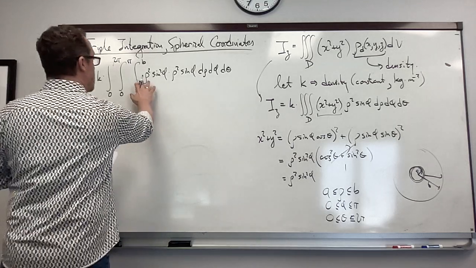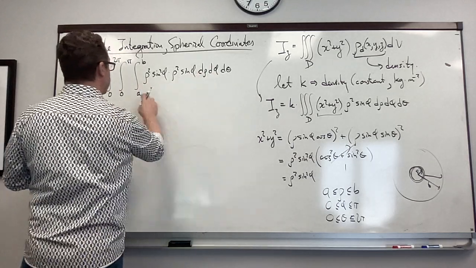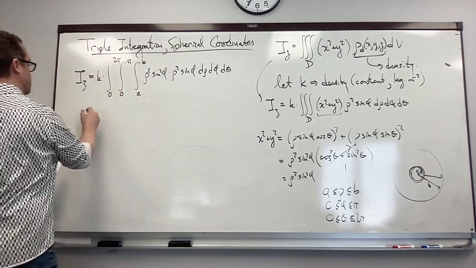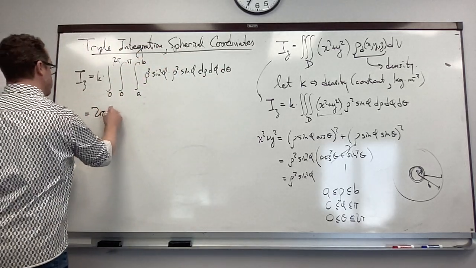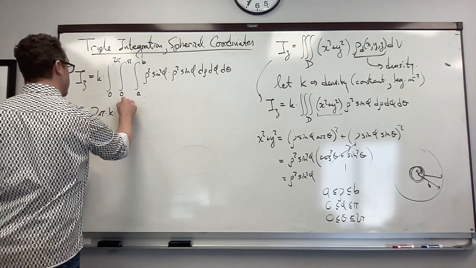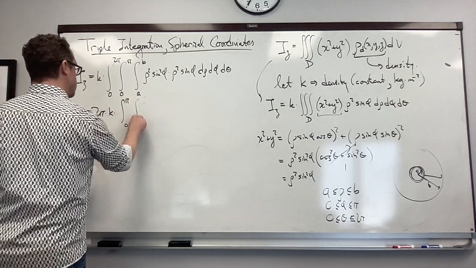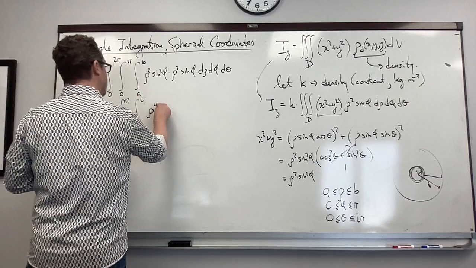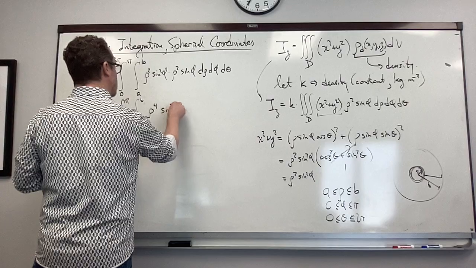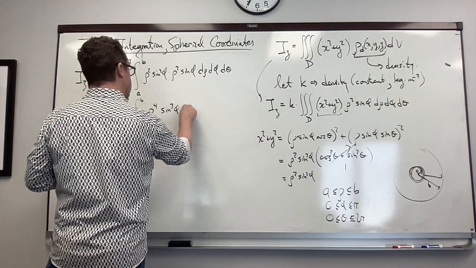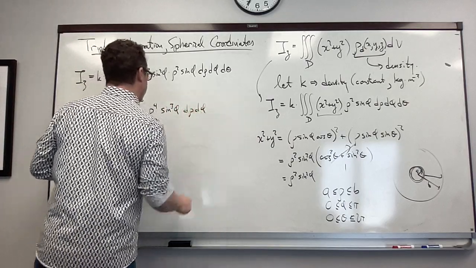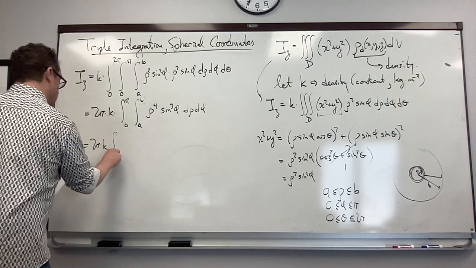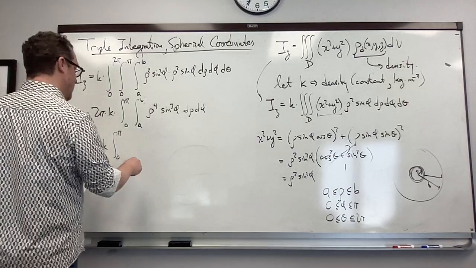Since there's no theta dependence here, here, or here, the theta integral comes out and just becomes 2 pi. So we have 2 pi times k, integral from 0 to pi, and then a to b, and I've got rho to the 4th, sine cubed phi, d rho, d phi. Okay, so this is 2 pi k, 0 to pi.